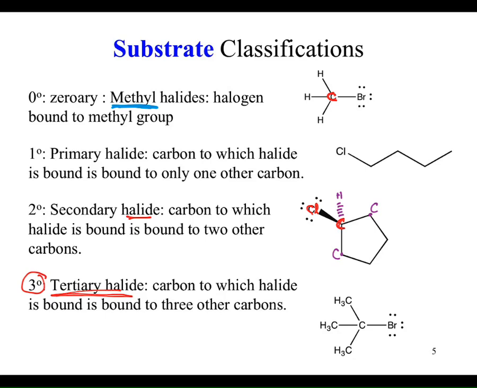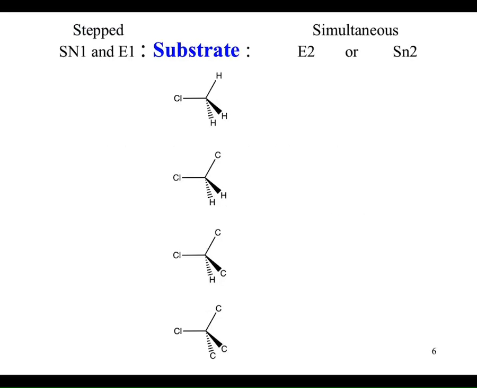What we kind of want to get a feel for is how those can be affected in our substitution and elimination reactions. So on this slide, we've got them split. SN1 and E1 are grouped together as the stepped mechanisms. And then the simultaneous mechanisms are kind of split, you'll notice over there on the right, E2 and SN2. And that's because we have to make different discussions about these.